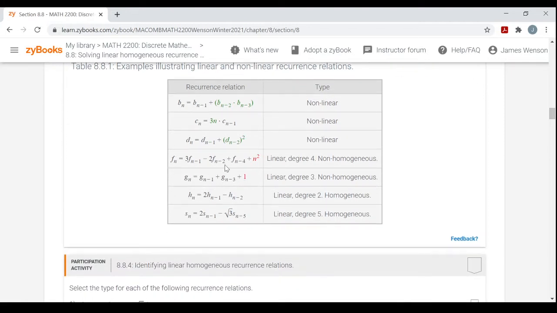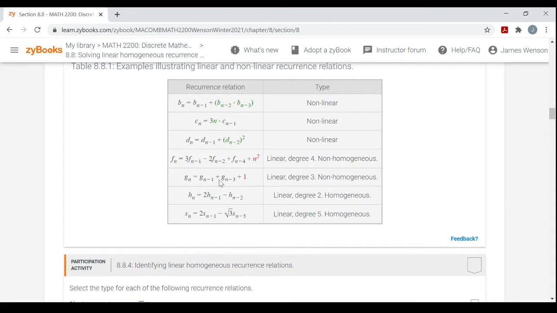All right, now this one's considered linear because every term is a linear combination of previous terms, right? 3 times f sub n minus 1 minus 2 times f sub n minus 2 plus 1 times f sub n minus 4. There's a linear combination of previous terms, but it's not homogeneous because of this extra term at the end that doesn't involve previous terms. That's just plus n squared. That makes it non-homogeneous. So it's linear, degree 4, because you're going back 4 terms to n minus 4, but not homogeneous because of this extra term being added.